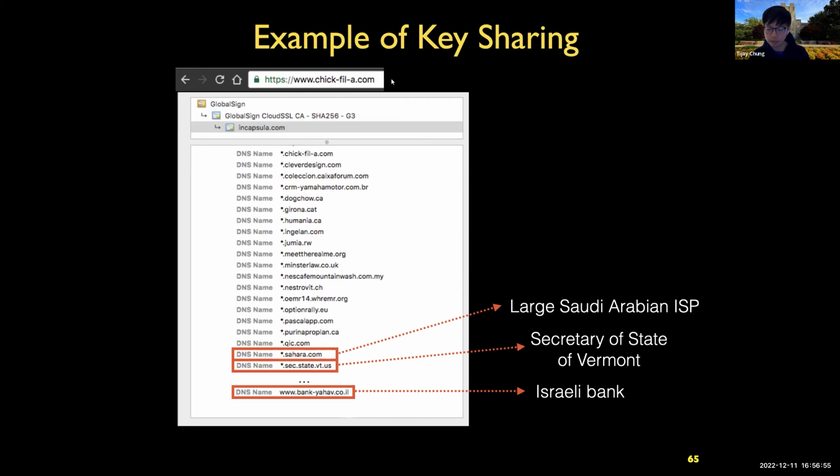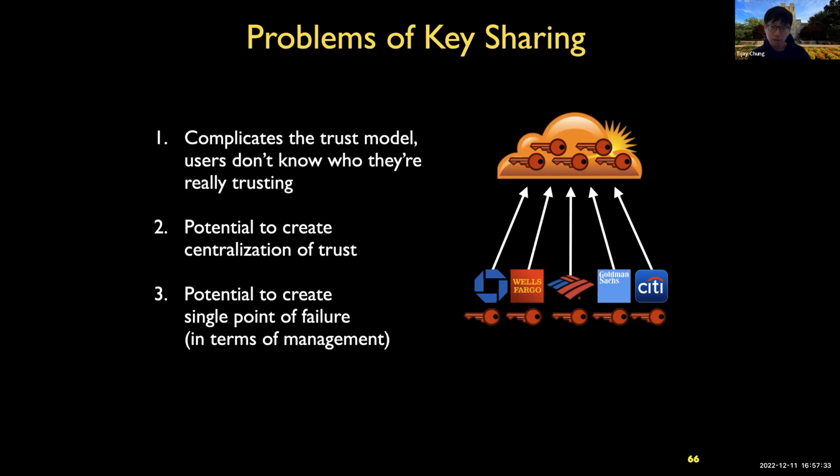So this is one quick example of key sharing. This domain name was actually captured a few years back, and it is a really popular fast food restaurant in the United States. So when you look at this certificate, you will see in the subject alternative names a lot of different domain names in the same certificate, which means this same key is shared across many different domain names. So for example, the largest Saudi Arabian ISP, the Secretary of State of a government, or some banks. And what's the problem of this key sharing, right?